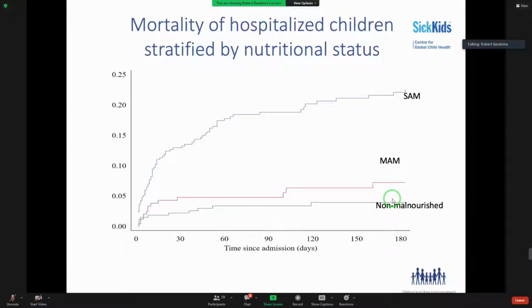SAM stands for severely malnourished children, severe acute malnutrition, although WHO, I think, is revisiting the label of acute because many forms of malnutrition are not acute. MAM is moderately wasted, and the non-malnourished are non-wasted children. So what you can see is the initial slope, because on the y-axis you see mortality. So 0.2, for example, means 20% of the children have died.